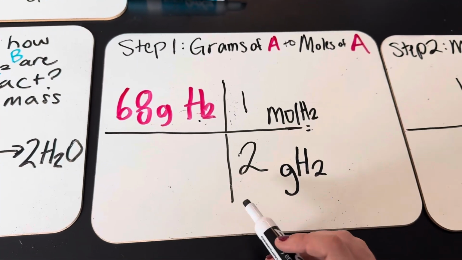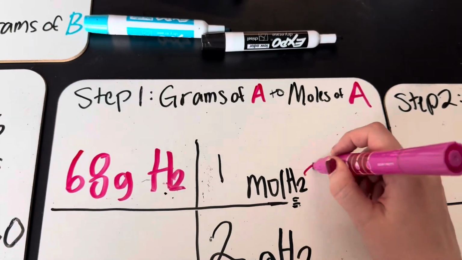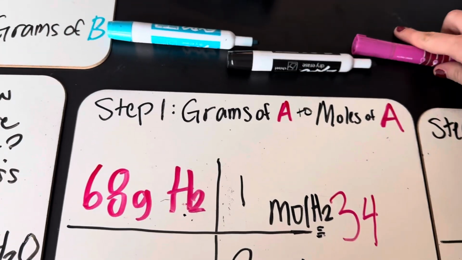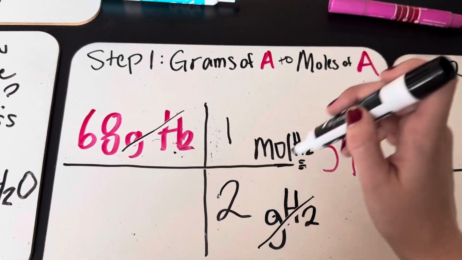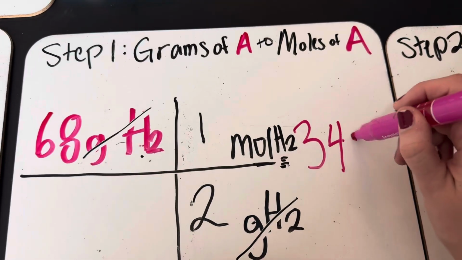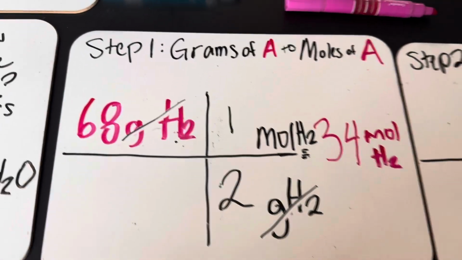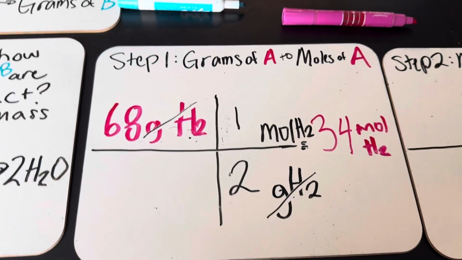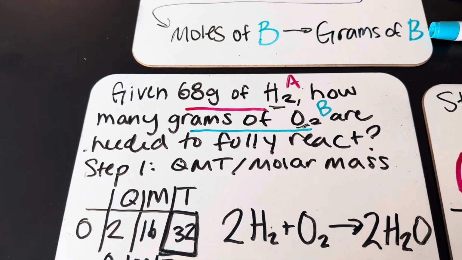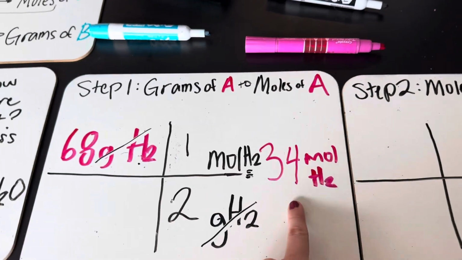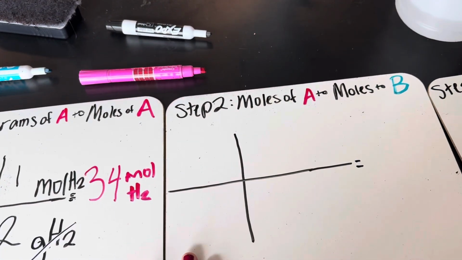68 times 1 divided by 2, and I end up with my final answer of 34. Grams of H2 canceled out, and so my only leftover unit is going to be mole of H2. 34 mole H2. That's not my final answer. The question did not ask me for moles of H2. The question asked me for grams of O2. So my next step is going to turn these moles of H2 into moles of O2. And that happens with a mole to mole conversion.